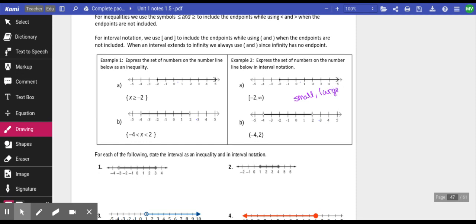And then when we say that we're going from -4 is less than x is less than 2, that would be parentheses -4 because it's not included, comma 2 parentheses. So again, it goes from smallest to largest.